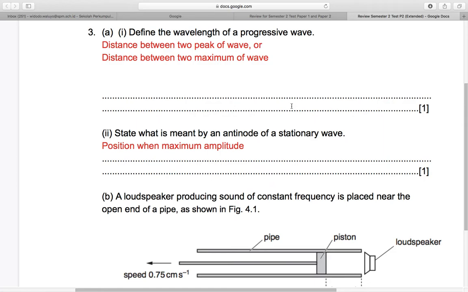3A(i): define the wavelength of a progressive wave. This is the distance between two peaks of a wave, or the distance between two maxima of the wave, the maximum amplitude of the wave. Then state what is meant by an antinode of a stationary wave. This is the position of maximum amplitude. An antinode is where the amplitude is maximum, that is the position of the antinode of a stationary wave.